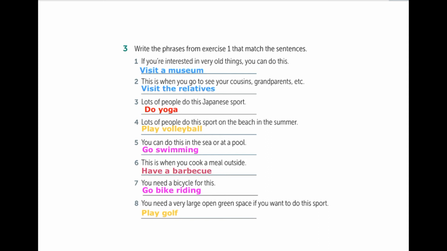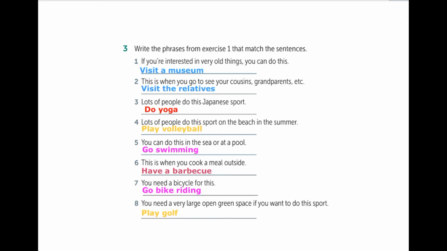Lots of people do this sport on the beach in the summer. What is that? Play volleyball. 5. You can do this in the sea or at a pool. What is it? Go swimming. 6. This is when you cook a meal outside. What is that? Have a barbecue.